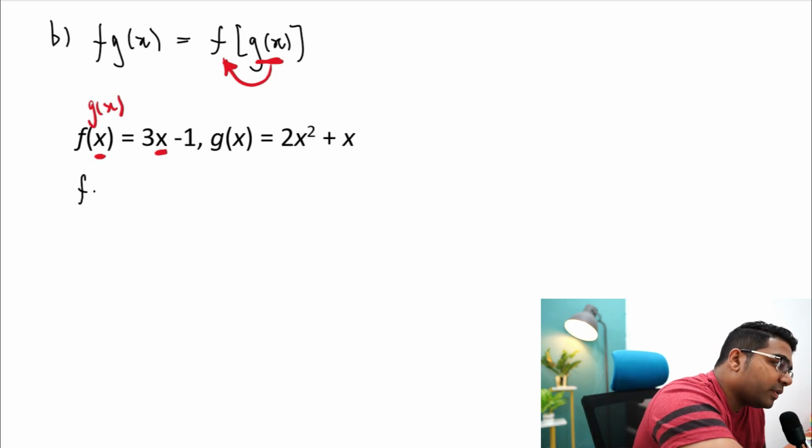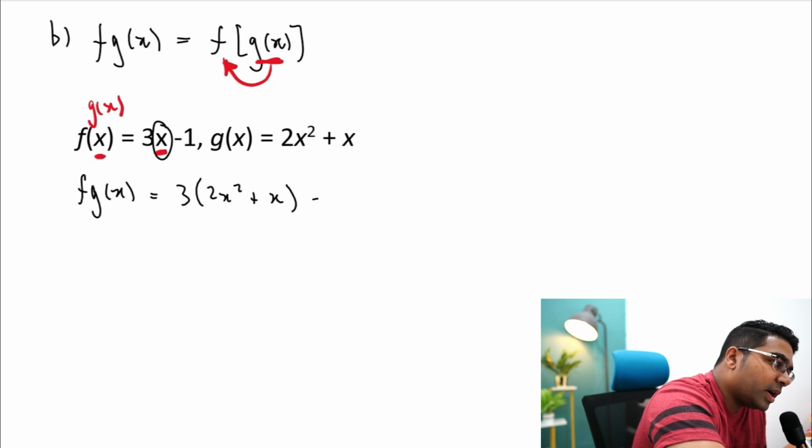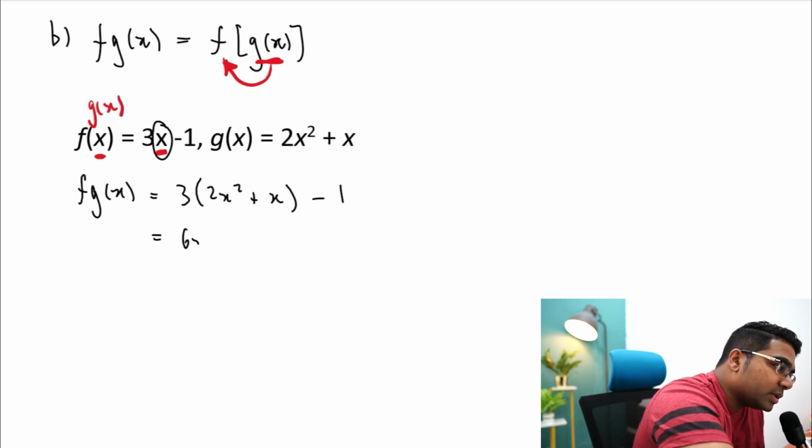which means fg of x will be equals to 3. Now, wherever there is x, we're going to insert 2x squared plus x, minus 1. And so we just have to work this out. This will be 6x squared plus 3x minus 1.